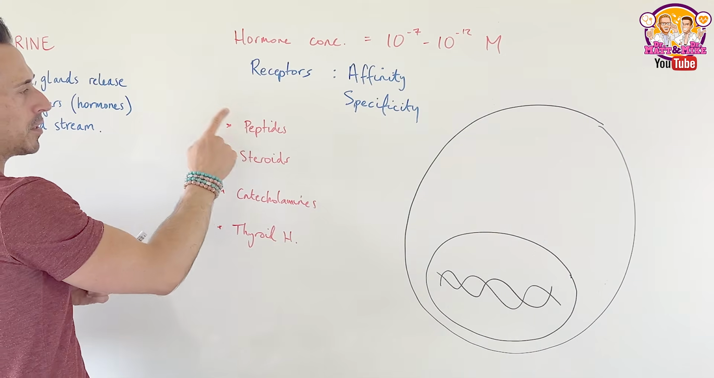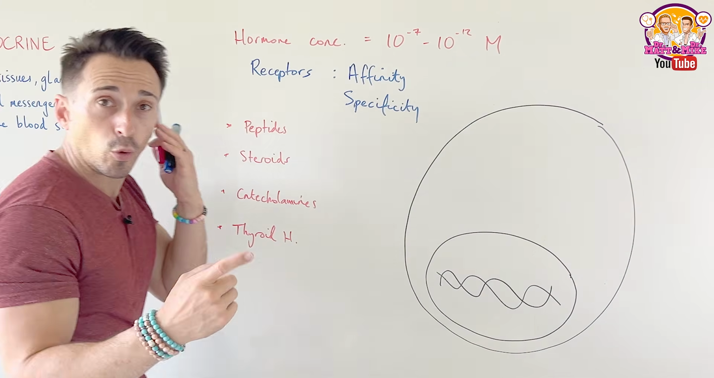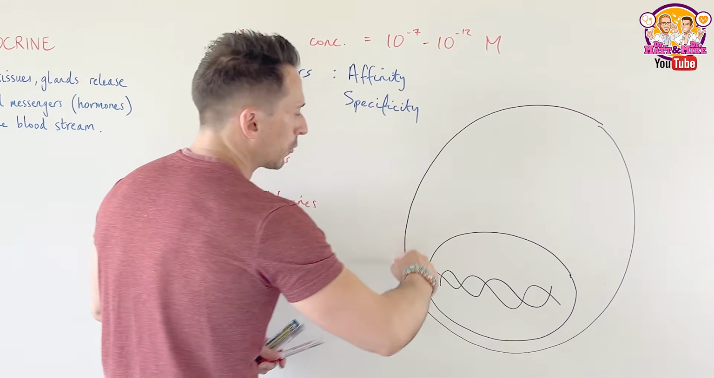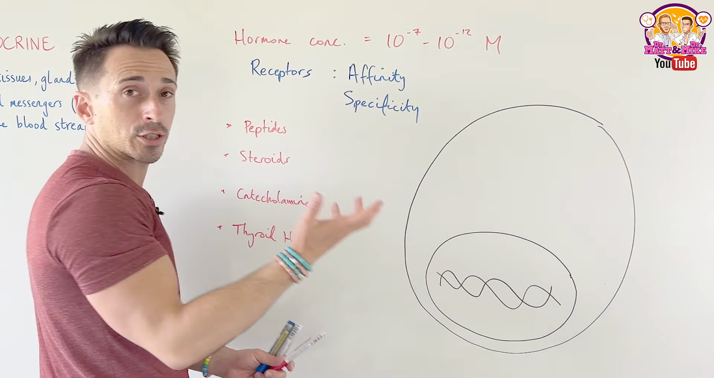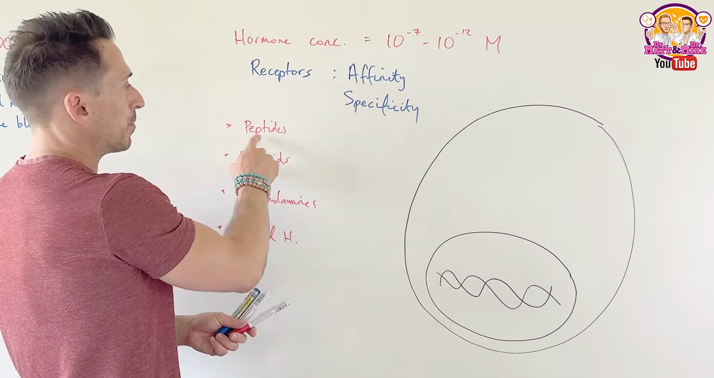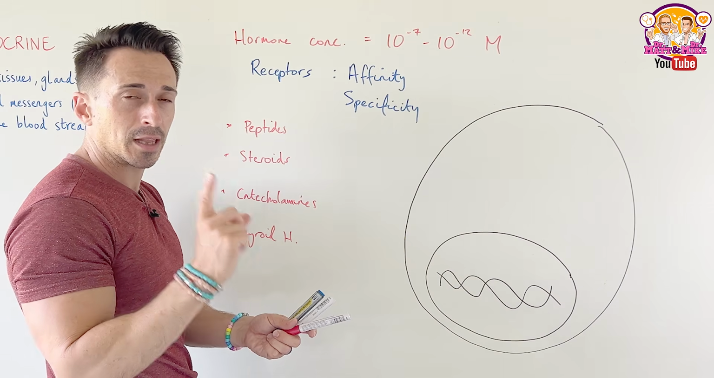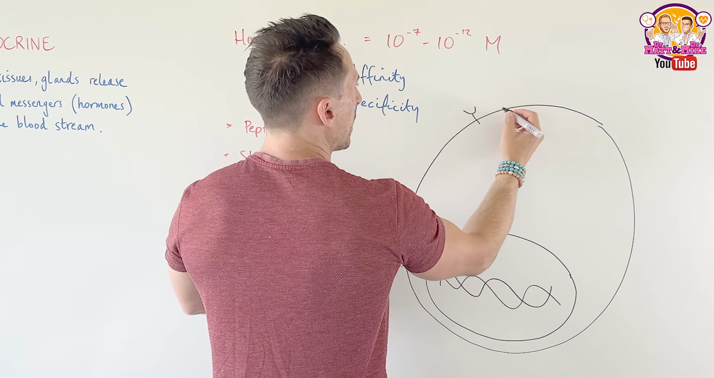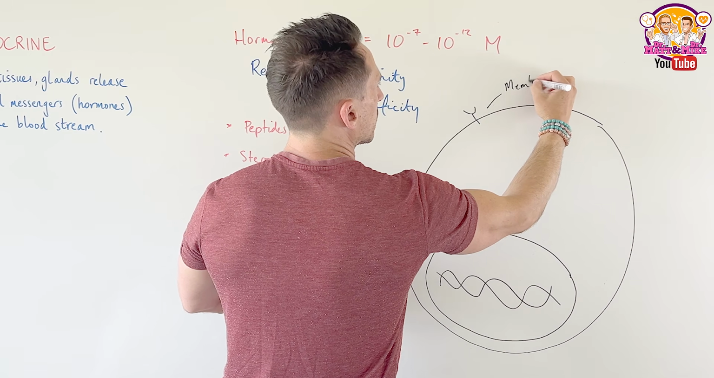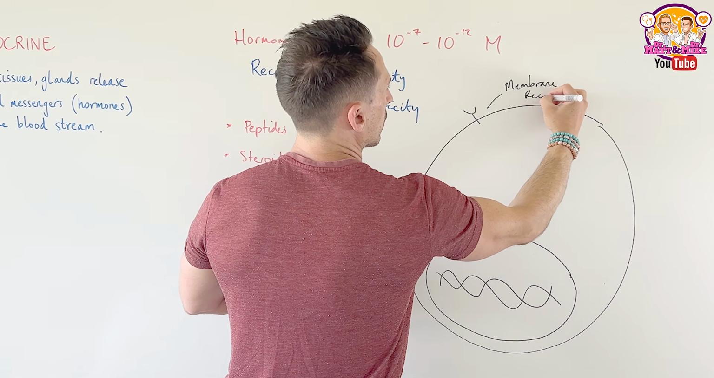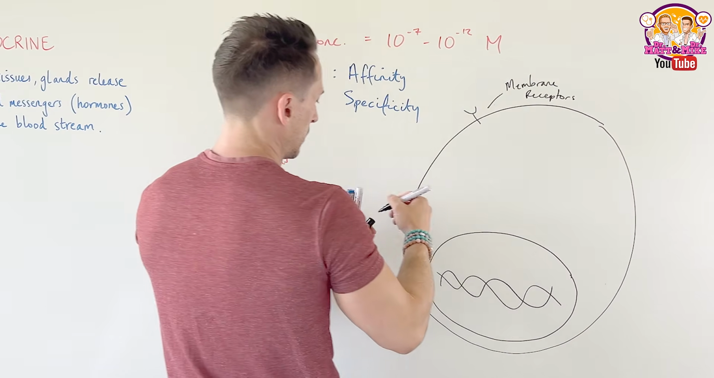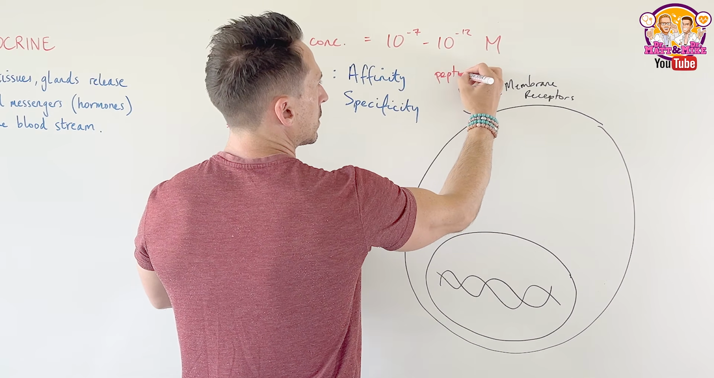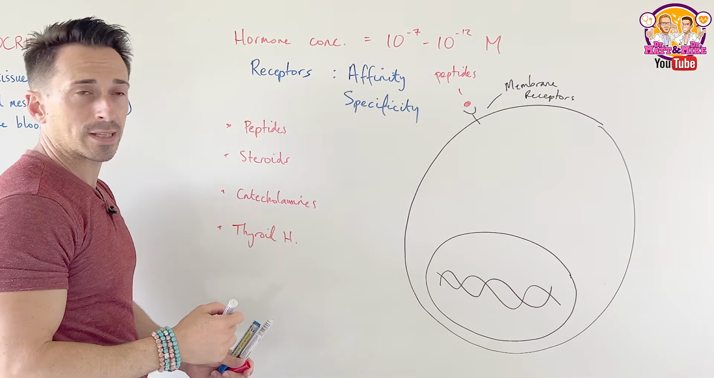So firstly, peptide. Because peptides are water soluble, they were transported freely, right? But when they get to a cell, remember the cell is surrounded by a phospholipid bilayer, so a fatty layer. The peptides cannot pass through the fatty layer. So they must bind to what we call membrane receptors. So peptides will bind to membrane receptors.